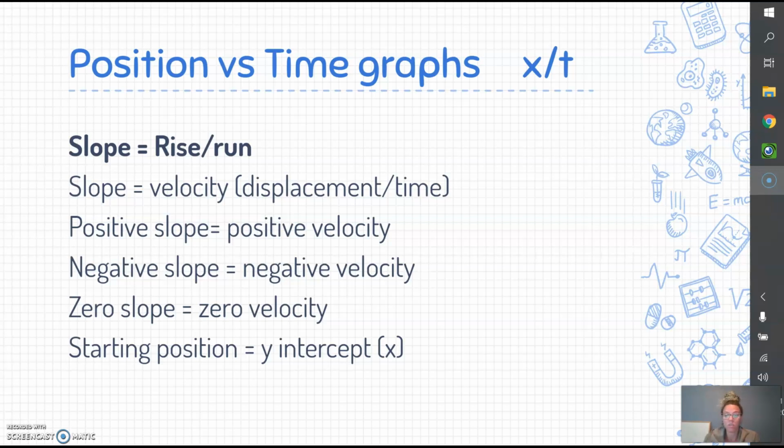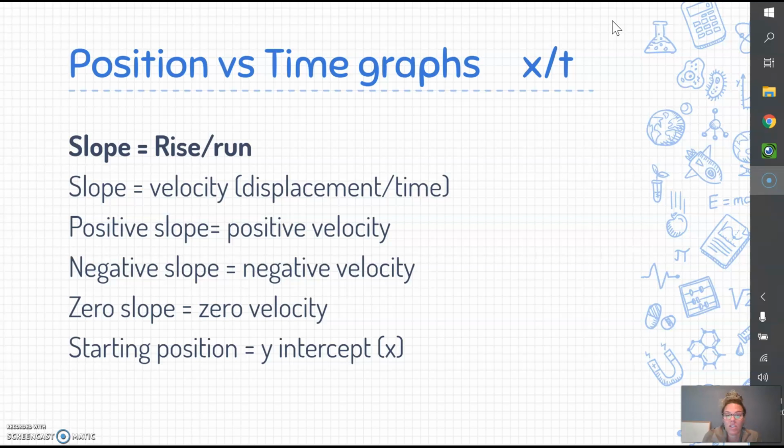A positive slope means a positive velocity. A negative slope means a negative velocity. Zero slope, meaning a flat horizontal line, means it's not moving, so it has 0 velocity. And if you were to divide y into x, you would get 0. All right, our starting position is the y-intercept.